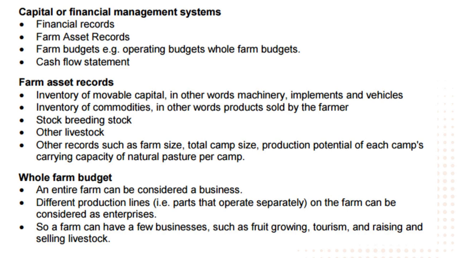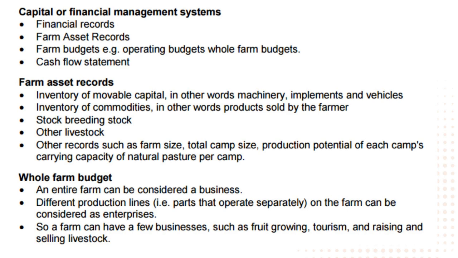Inventory of movable capital, in other words machinery, implements and vehicles. Inventory of commodities, in other words products sold by the farmer. Stock, breeding stock. Other livestock. Other records such as farm size, total camp size, production potential of each camp. Carrying capacity of natural pasture per camp.